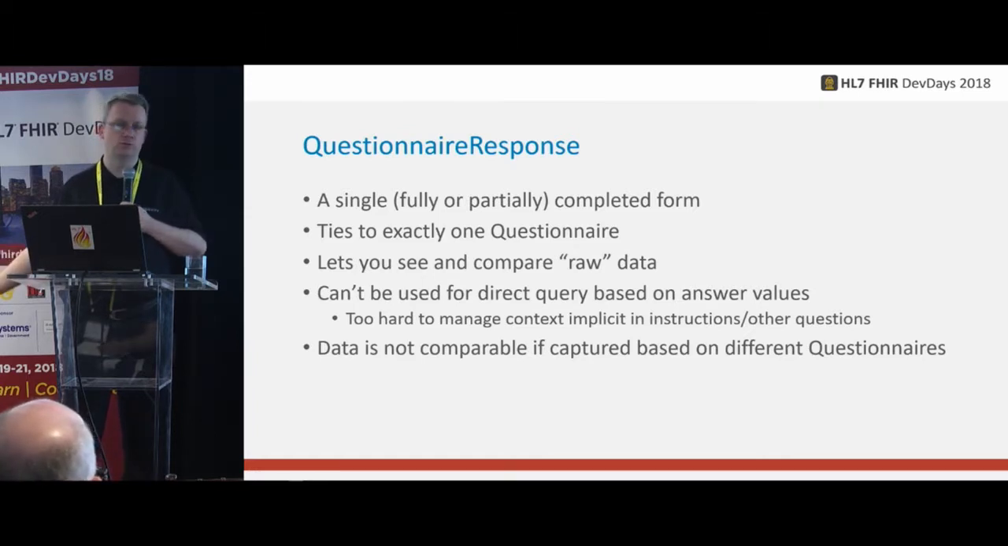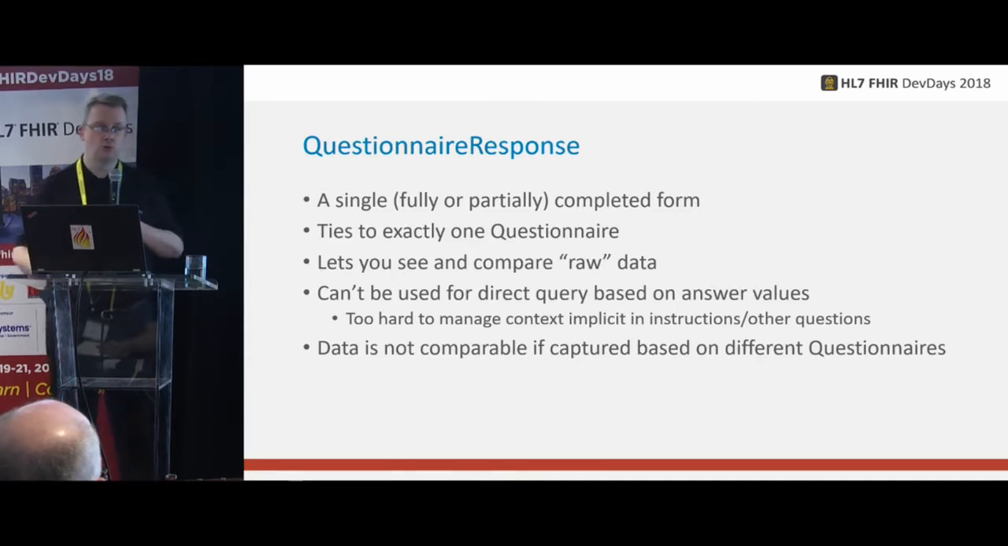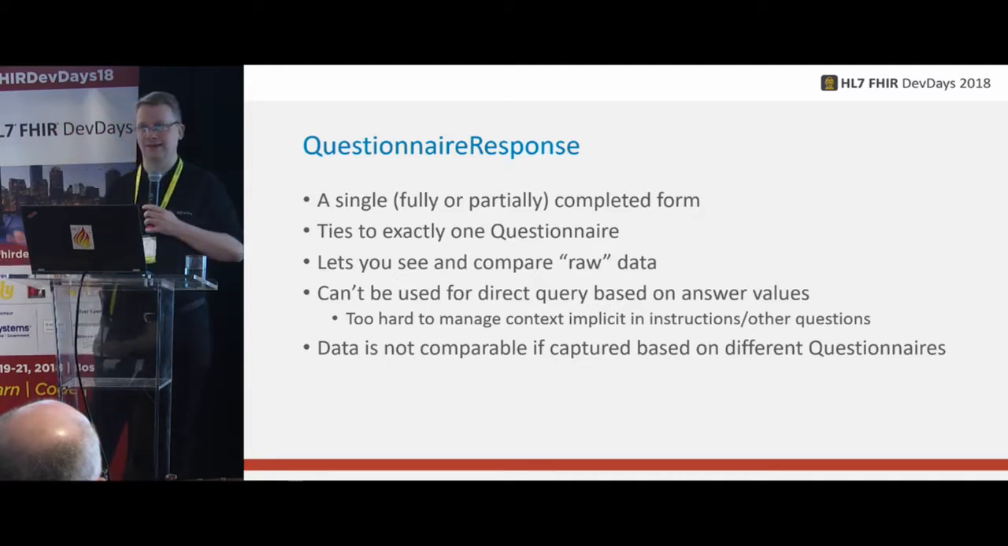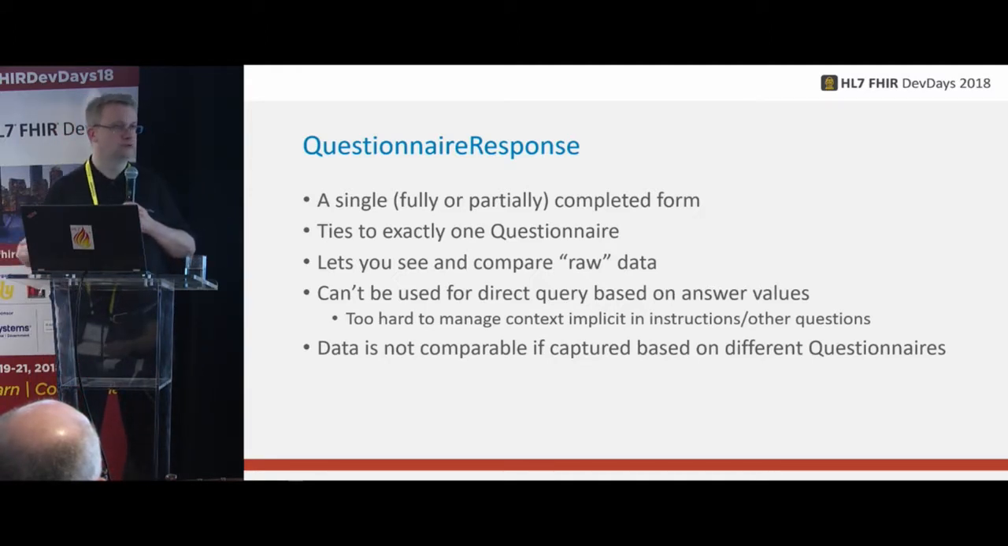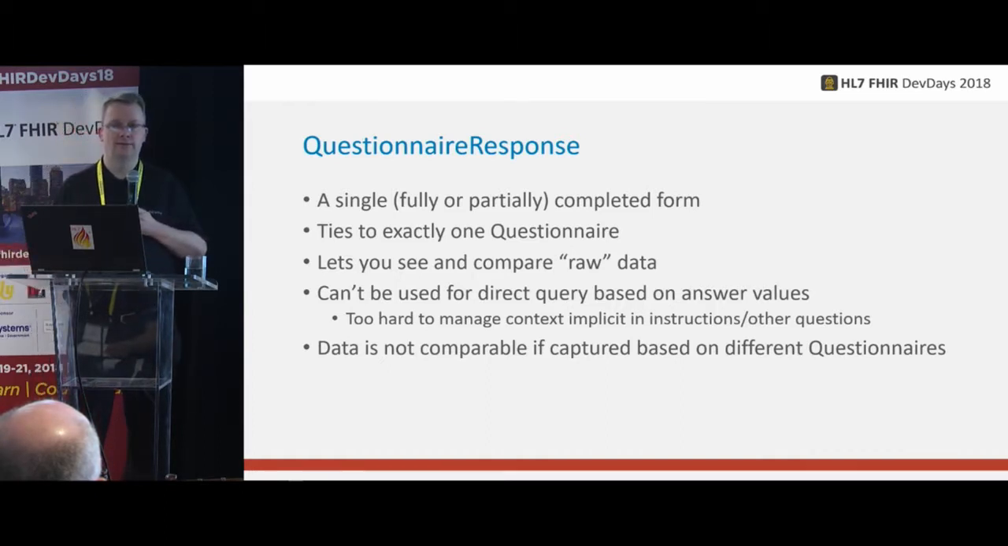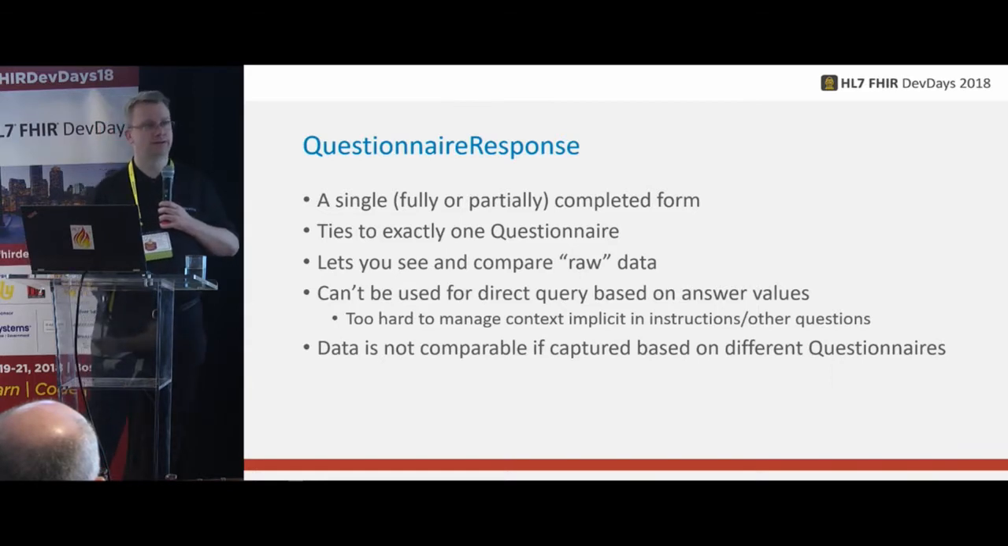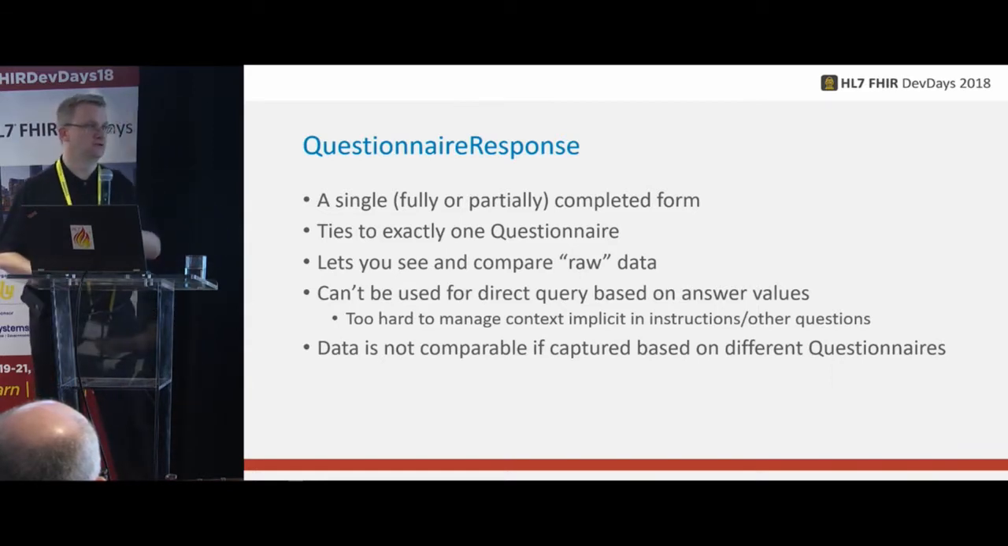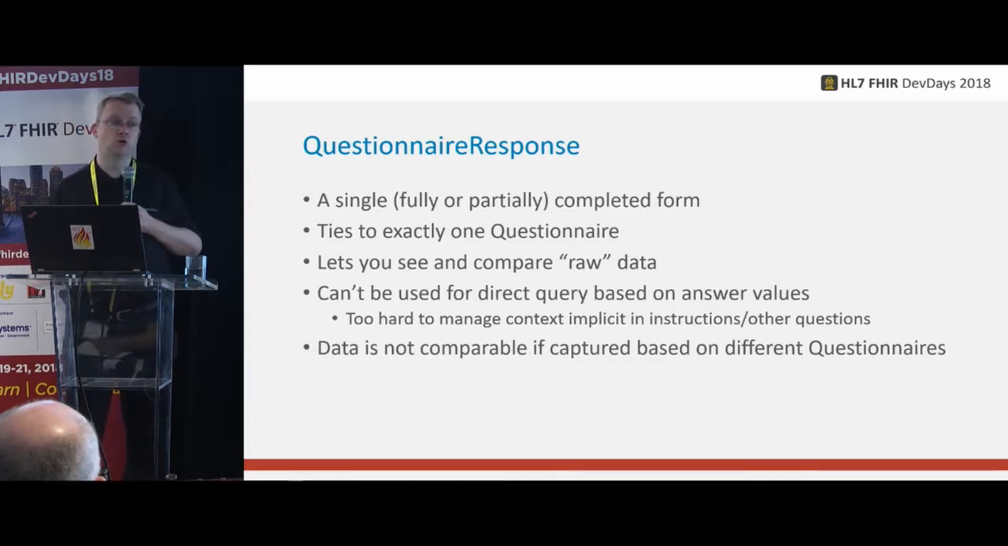But if you want a general purpose data analysis looking at data captured from different mechanisms, then you're probably going to want to port the data into something else, like observation or family member history or one of the other resources that let you query much better than questionnaire response does. Because with questionnaire response, you can do a query, say, find me all of the questionnaire responses filled in by patient X of this type. But you can't search on the answers that they gave. There's no ability to do that. And when you start digging into trying to make that work in FHIR, it turns out to be a really, really hard thing because of how questionnaire response works.